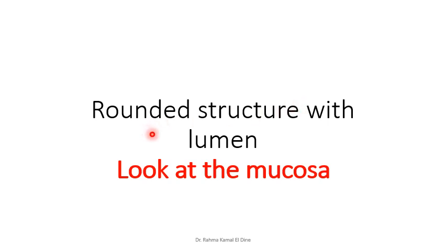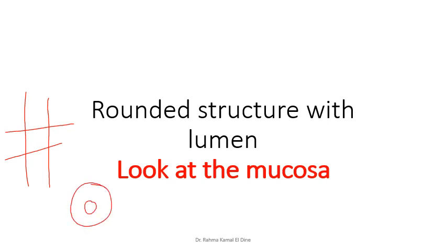If I'm having a rounded structure with a lumen, here is a tube and I cut this tube TS. So this section will appear as a rounded structure with a lumen. How can I identify them? Look to the lumen.